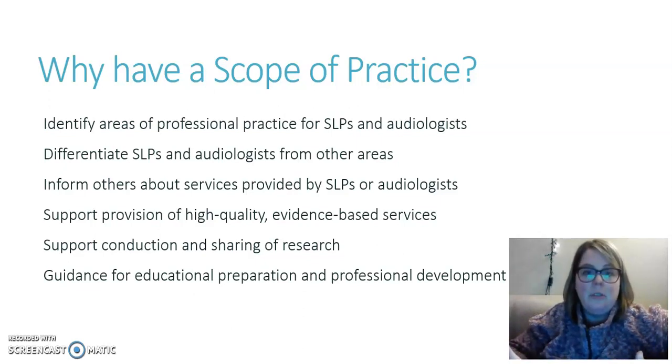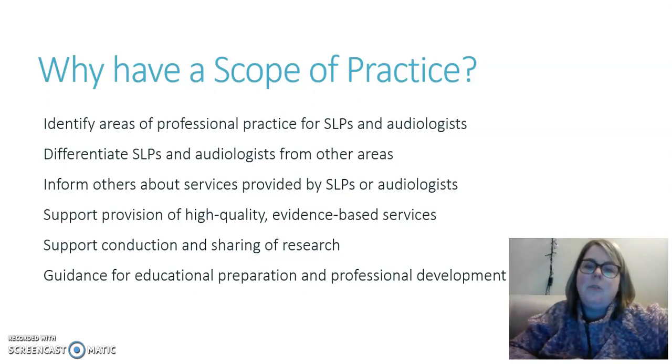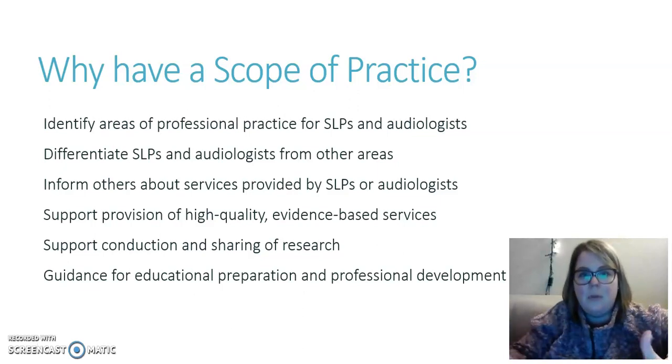So think about occupational and physical therapy and what you know about those professions. And you might think some of the things that we do overlap. And it's right, they kind of do. But we all bring a different lens to that problem. And we can treat them all in different ways so that overall we're improving that patient's life. We get support and provision for high-quality evidence-based services because of the scope of practice. So it aids us in finding different areas where we need support and advocating for that support. And then supports the conduction and sharing of research.